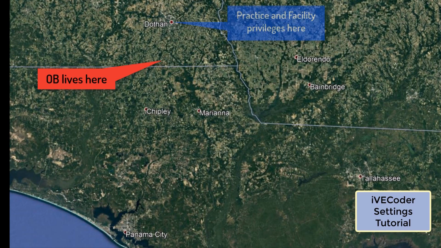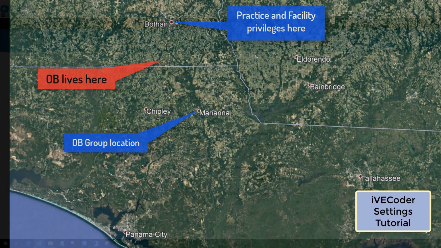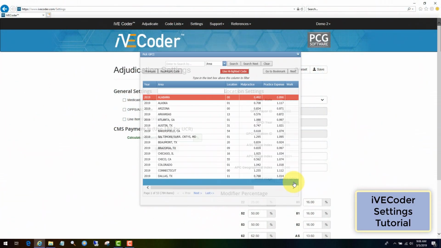For example, an OB has a private practice in Dothan, Alabama, with privileges at a local hospital and works 2 days a week with an OB group just south of Dothan in Marianna, Florida. The OB's default setting would be for Alabama.